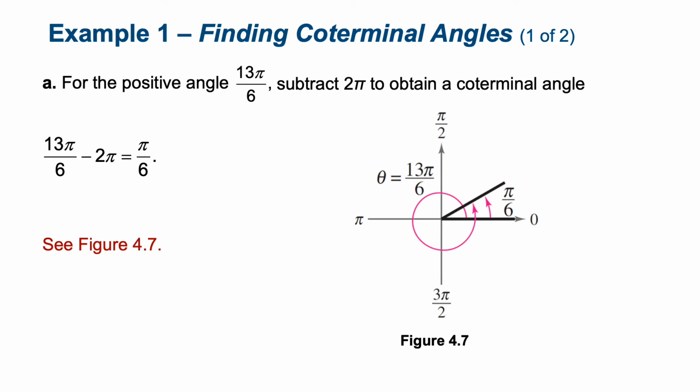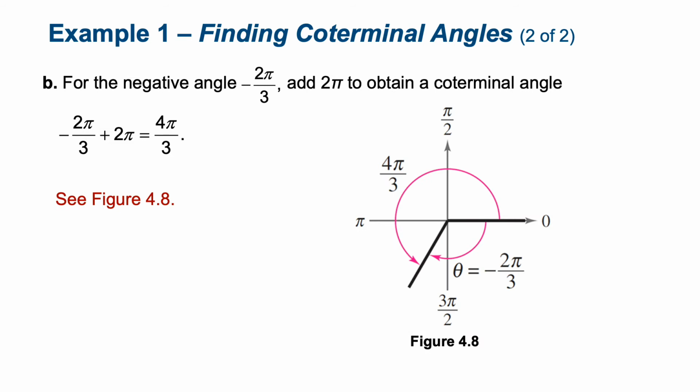So let's consider the positive angle 13 pi over 6. Subtract 2 pi to obtain a coterminal angle. 13 pi over 6 is one revolution and an extra bit, so you're subtracting a revolution away, and then you just get pi over 6. What about the negative angle, negative 2 pi over 3, which went in the clockwise direction? Let's add 2 pi to that, and we would get 4 pi over 3, which makes sense.